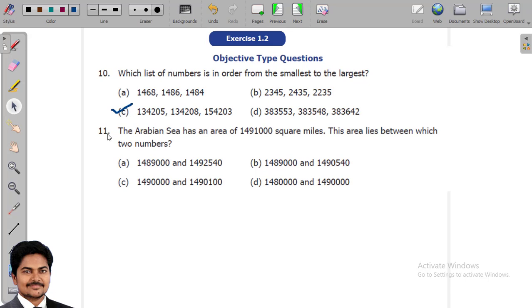Question number 11. The Arabian Sea has an area of 14,91,000 square miles. This area lies between which two numbers? So we have to find out. Let us check first answer. 14,89,000 and 14,92,540. Does 14,91,000 lie between these two numbers? Yes, children, it lies between these two numbers. So this is the right answer.